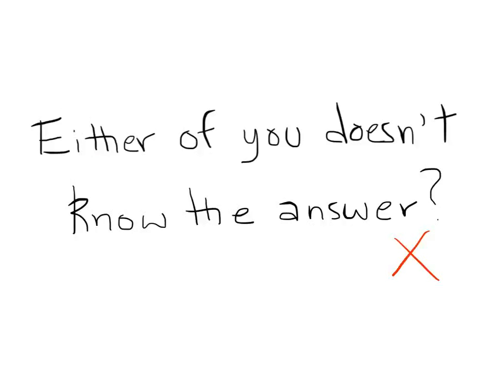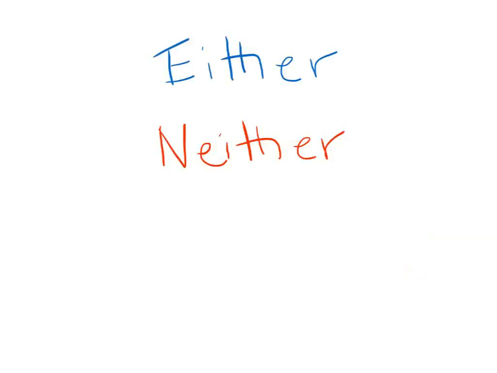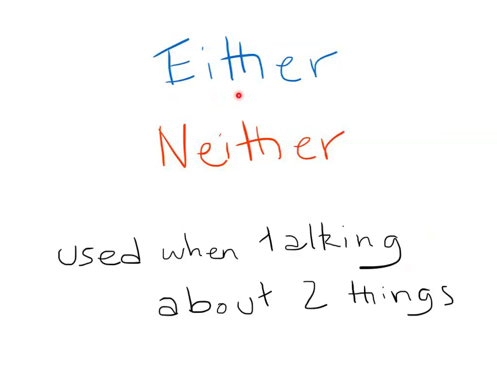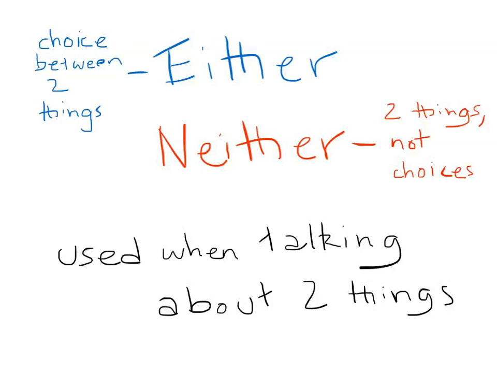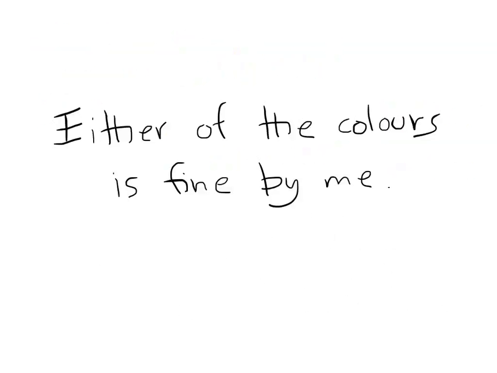Now, what about this one? Still two people, but that's wrong too? Let's find out why. Both of these words perform similar functions. Both are used when we are talking about two things. Either generally represents a choice between two things, whereas neither generally represents two things that are not choices. Let's see what this means.